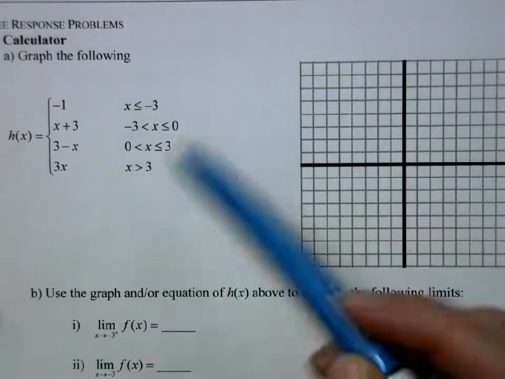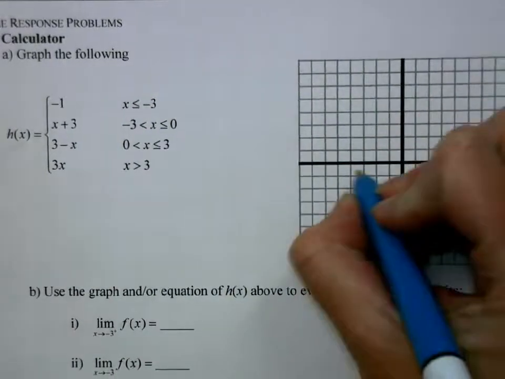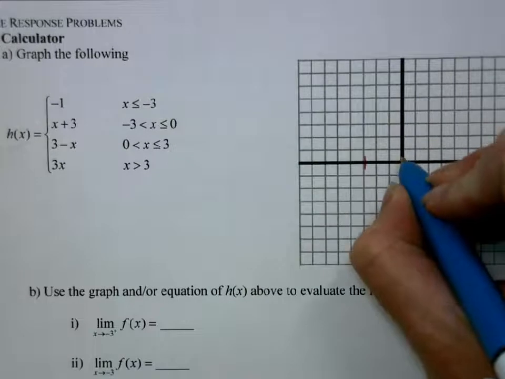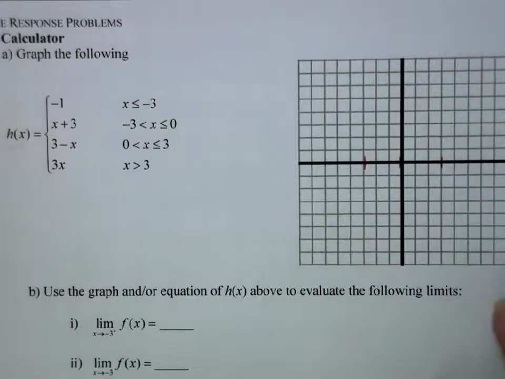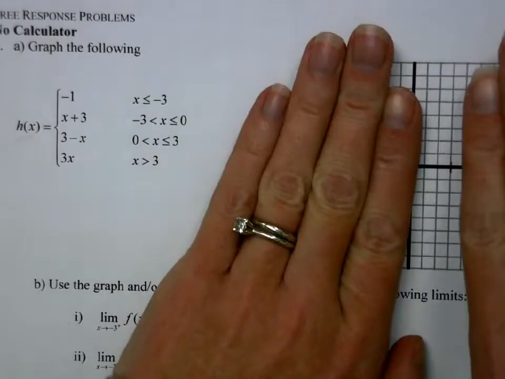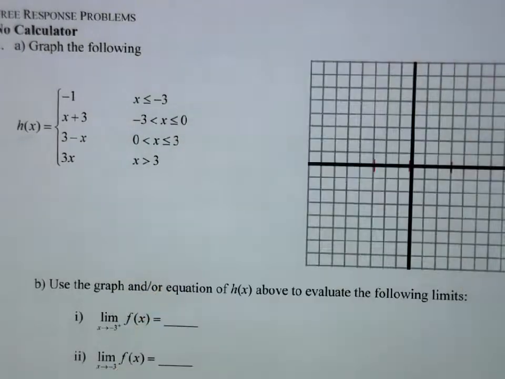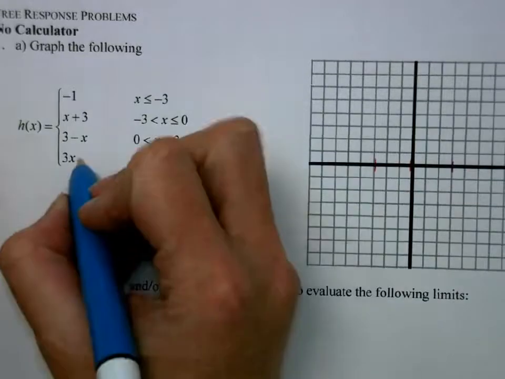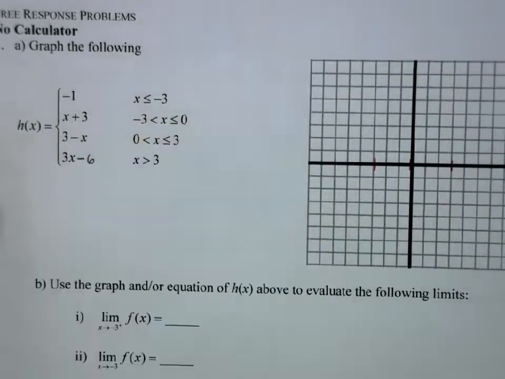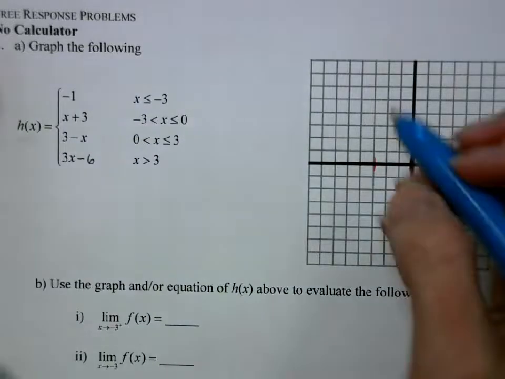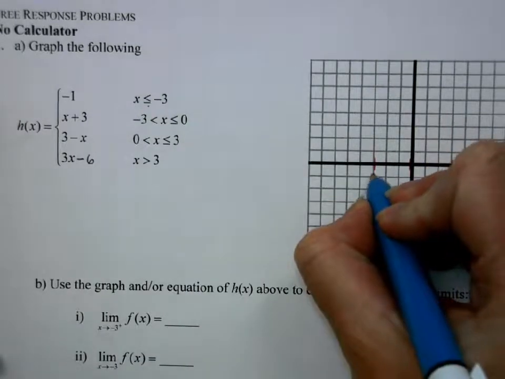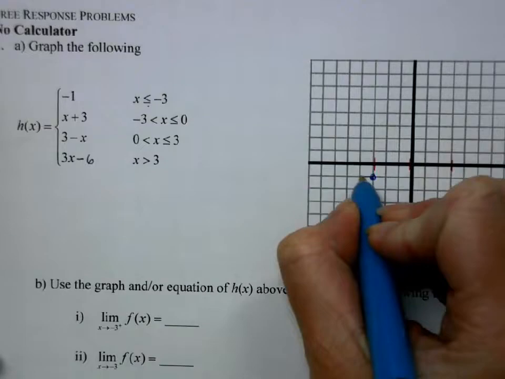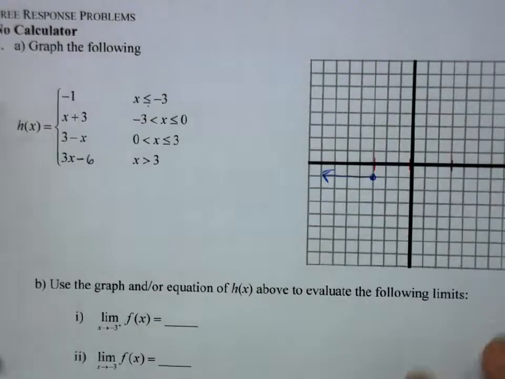So these are our different domains: from x less than -3, between -3 and 0, between 0 and 3, and beyond 3. In each of these areas, we will have a different graph. Y equals -1 is just a horizontal line at -1. This is a less than or equal to, so we're going to put a closed dot and then just a line going backwards.